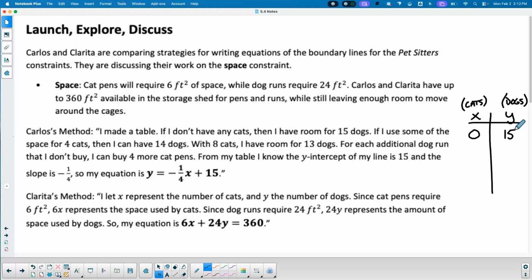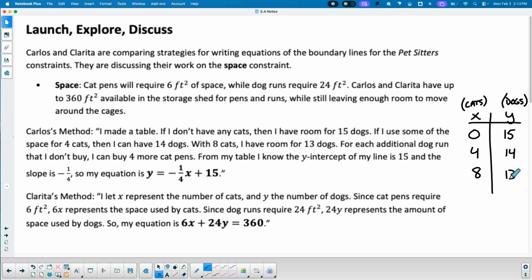Carlos goes on to say, if I use some of the space for 4 cats, then he can have 14 dogs. If he gets room for 8 cats, then there's only enough room for 13 dogs left over. And so on and so forth.